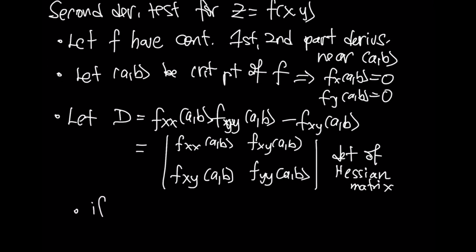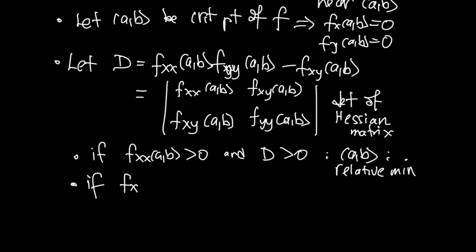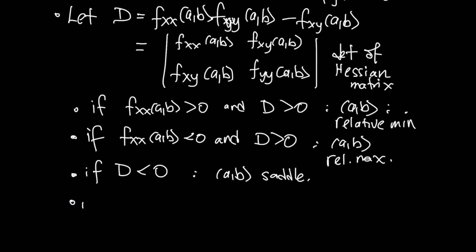If this second derivative at the point is positive and this quantity d is positive, then I have a relative minimum at my point (a, b). If this second derivative is negative and this quantity is positive, that tells me my point (a, b) is a relative maximum. If this quantity d is negative, (a, b) is a saddle point. If this quantity d is 0, then I will have no information from this analysis. I can't figure out what needs to happen with my function. I have to study it in some other way.